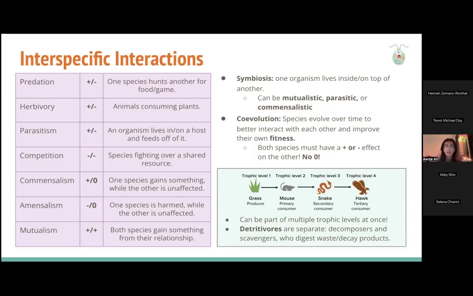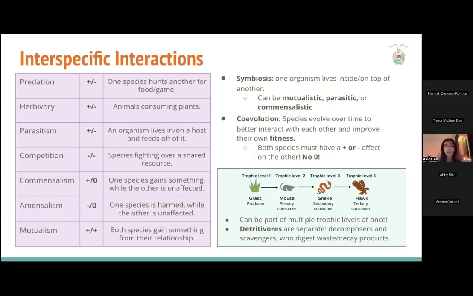Finally, we also have trophic levels. This is kind of like the food chain. So we have producers, which are plants that make their own energy from the sun. And then we have primary consumers that eat the producers, secondary consumers that eat the primary consumers, and so on and so forth. So let's say in this diagram here, if there was an animal that ate hawks, that would be a quaternary consumer. And so multiple species can be part of multiple trophic levels at once.